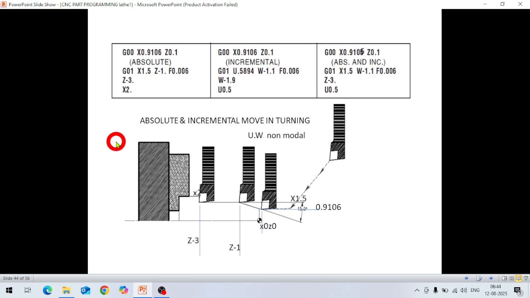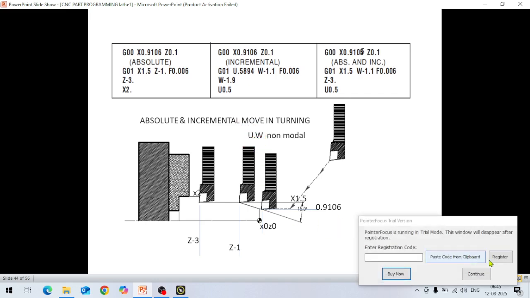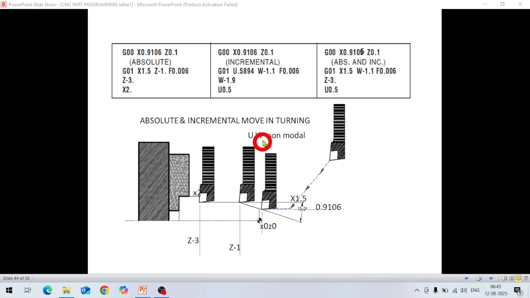In this video, I have explained how to take cut in turning in absolute and incremental mode. So, how to use U and W, which are non-modal commands. Basically, U is a cut in x-axis incremental mode, and W is a cut in z-axis incremental mode. So in this I have explained the use of U and W along with G0 and G01.